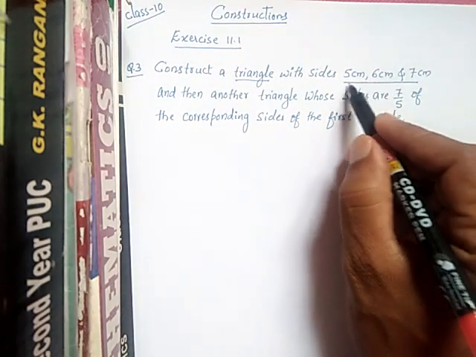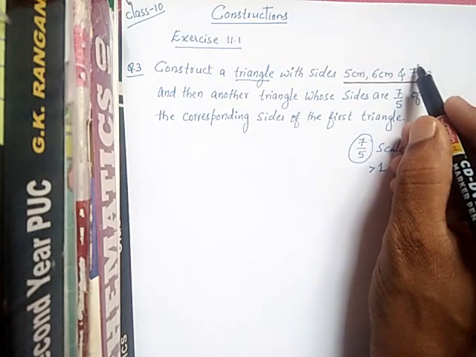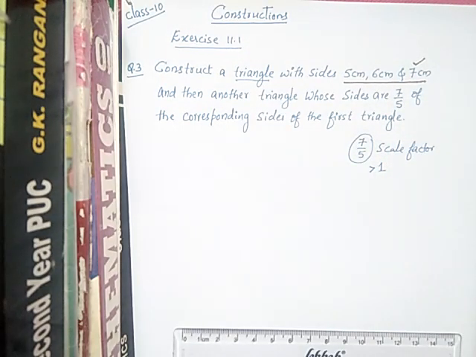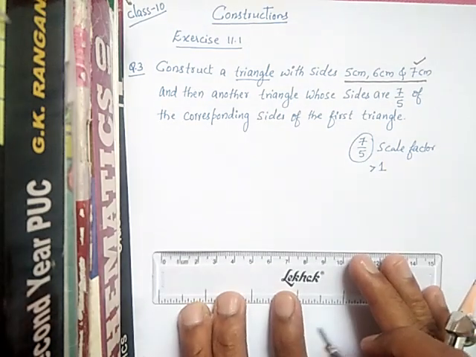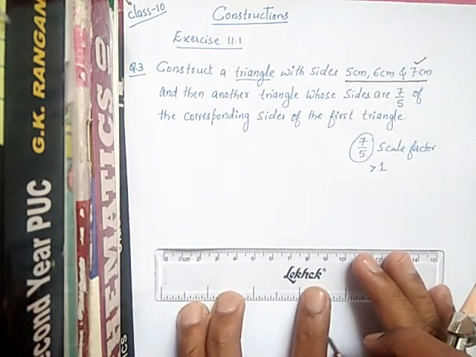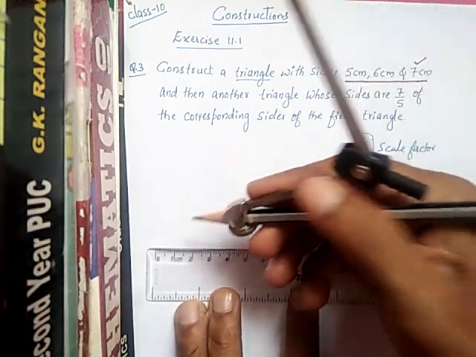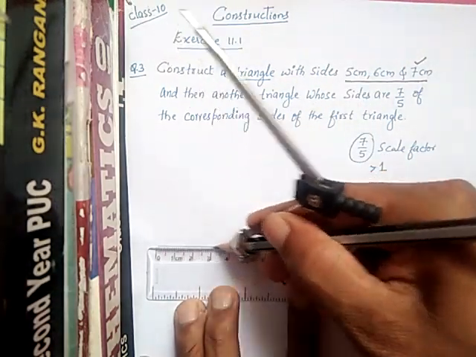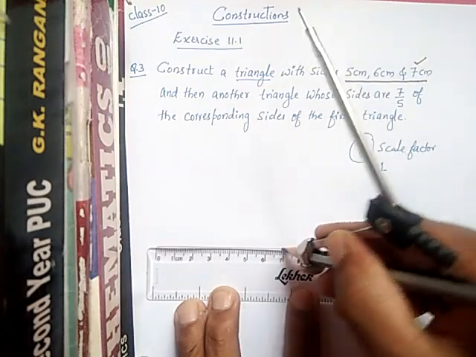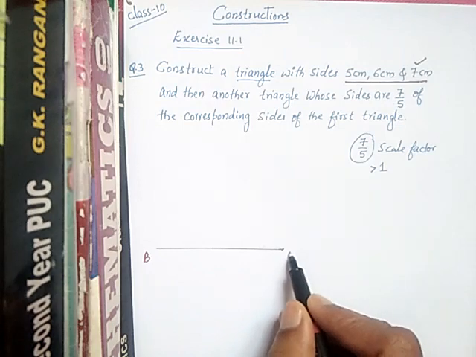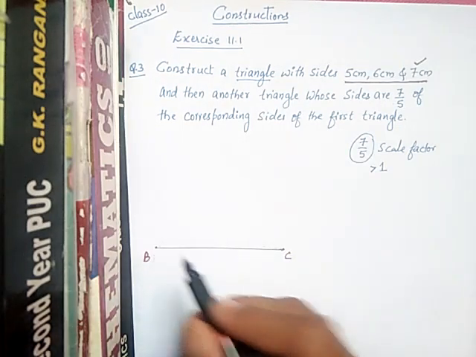Here among 5 centimeter, 6 centimeter and 7 centimeter, the biggest one is 7 centimeter, so you can take 7 centimeter as the base. So first I will construct 7 centimeter as a base like this, from here to here 7 centimeter. I will give the name BC to this one. This point is C, this point is B.